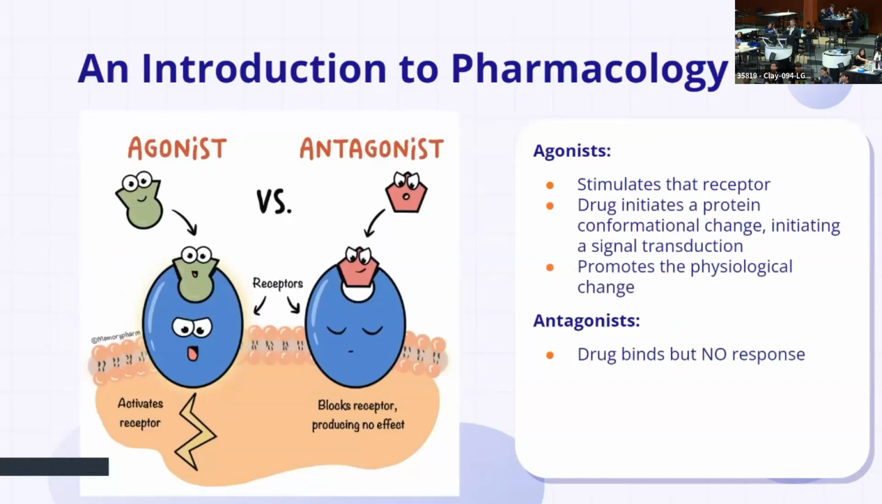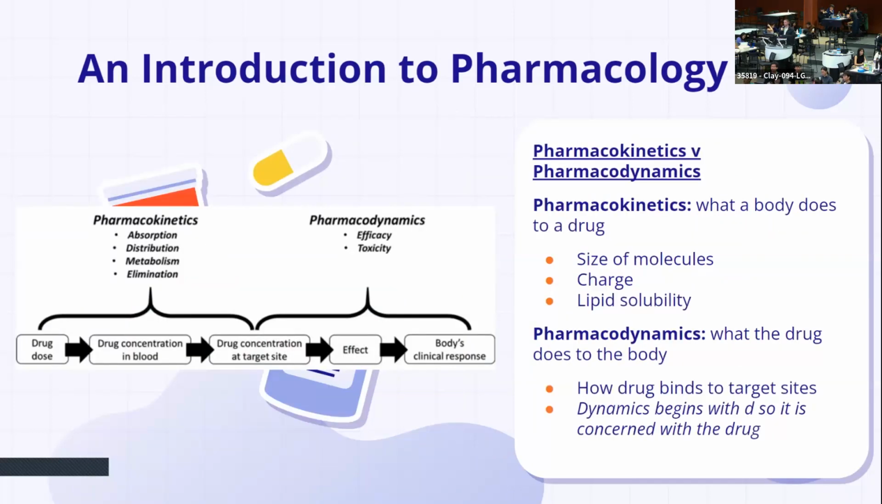In terms of the 2 types of drugs we have, the main ones you need to know are our agonists and our antagonists. This is just briefly an introduction. Your antagonists bind, but there's no response, and your agonists bind and they will cause the response in the end.